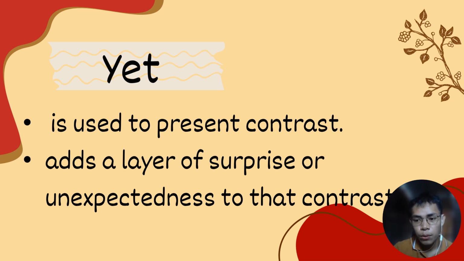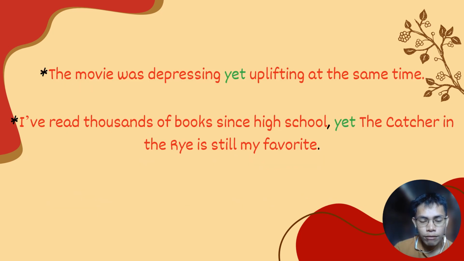Next one is the flexible coordinating conjunction yet, and it is used also, just like but, to present contrast. However, there is a subtle implication. We use this when the information is surprising or unexpected, meaning it is beyond what we anticipate. We have here for example: The movie was depressing yet uplifting at the same time. As you can see, there is a nice contrast. And it is surprising because who would expect that a depressing movie would be uplifting at the same time?